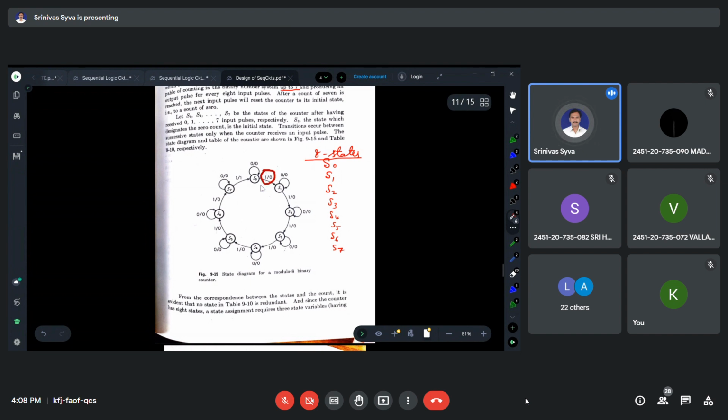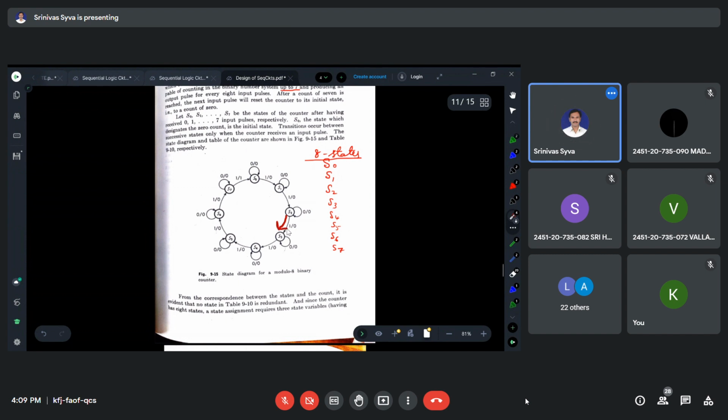Okay, so the machine will make the transition from S0 to S1, like this, S0 to S1. And the output is maintained at 0, because only after 8 pulses are received will the output be made 1. Say here in this case. Okay, so like this, 8 transitions are there.